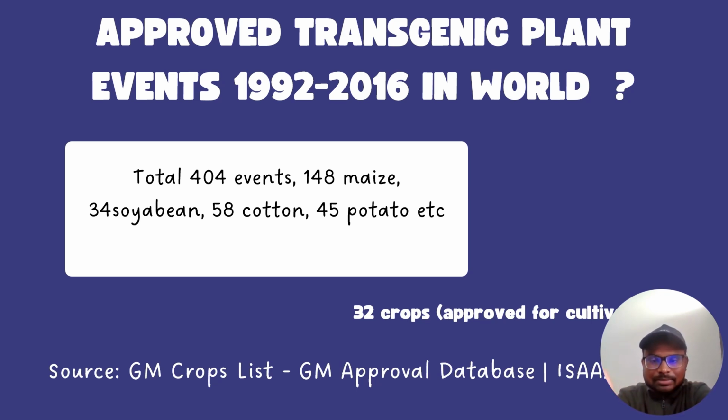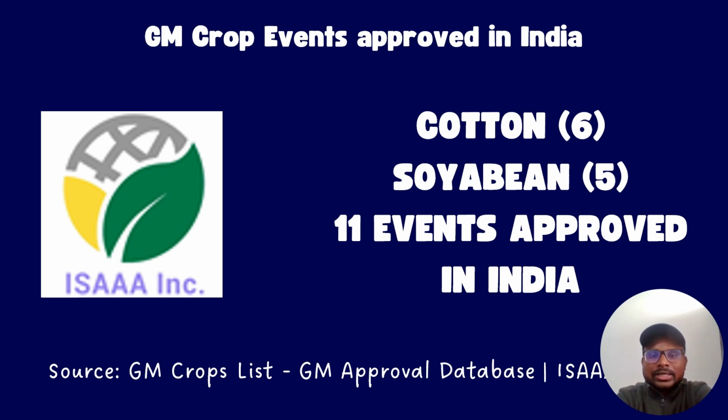There are several examples. If you want to know in detail the analysis of these particular events approved in which countries, you can go through the ISAAA website, which I have given the link to in the description box. In India, a total of 11 events are approved, like 6 in cotton and 5 in soybean, which is available in the ISAAA database.